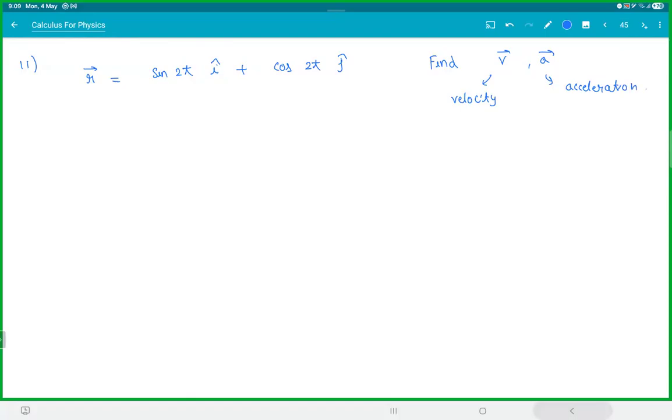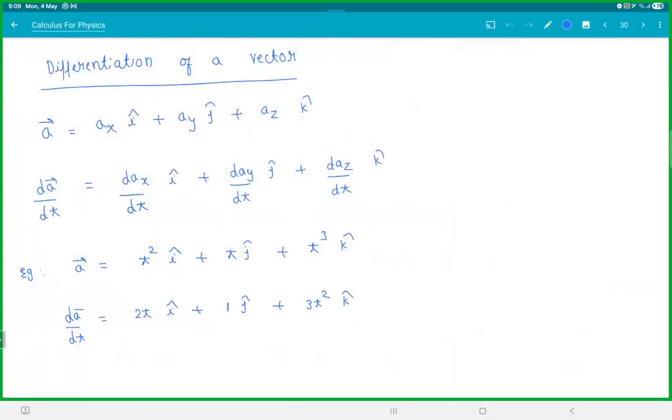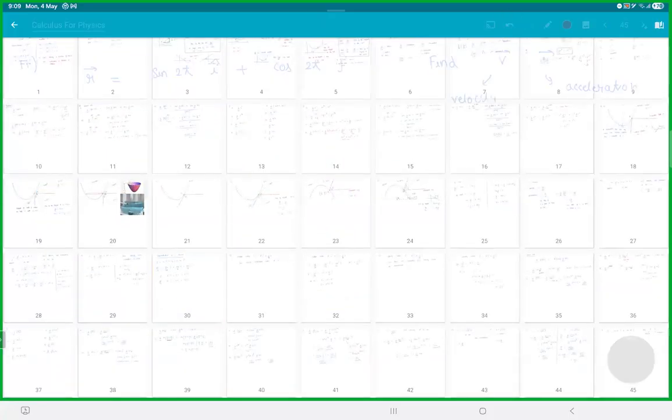And how do we differentiate a vector? Last time we discussed that. When you want to differentiate a vector, you simply differentiate the coefficient of i, the coefficient of j, the coefficient of k, and just put your i, j, k as usual. So it's really not that different, except now you have an i, j, k on the tail.